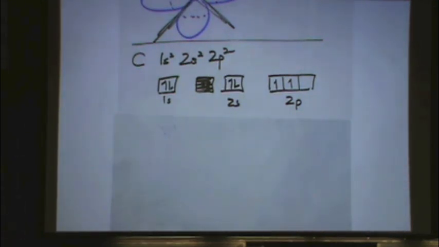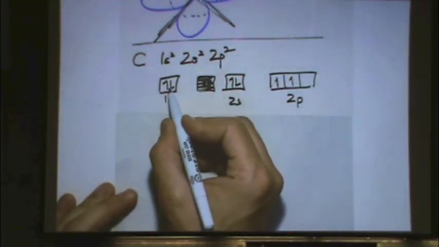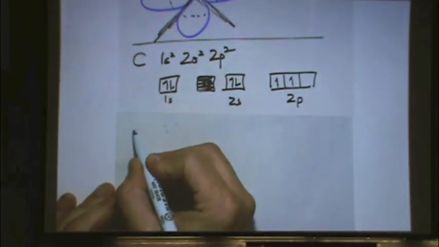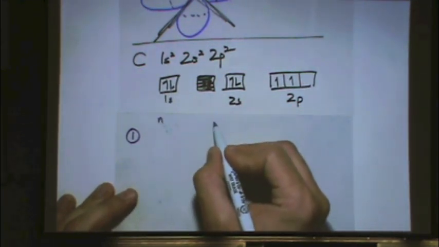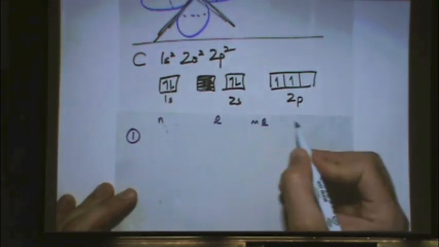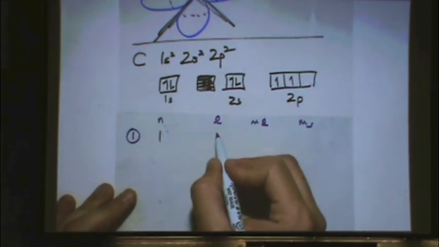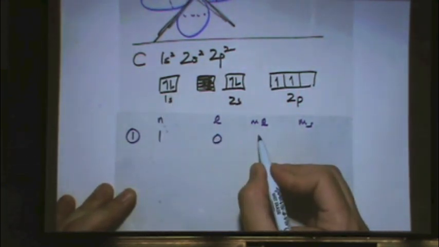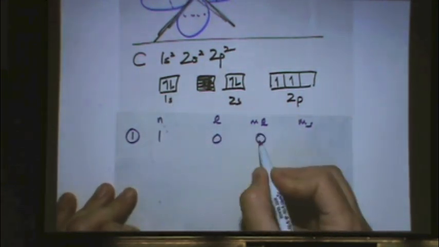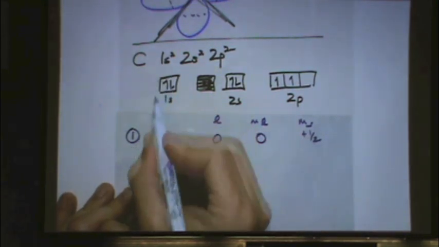So, for example, for the electron on the left, the first one, I'll just call it 1. What are the quantum numbers? N, L, M sub L, and M sub S. What's N? 1. What's L? 0. M sub L has to be 0 for L of 0. M sub S is plus 1/2 because it's pointed up.